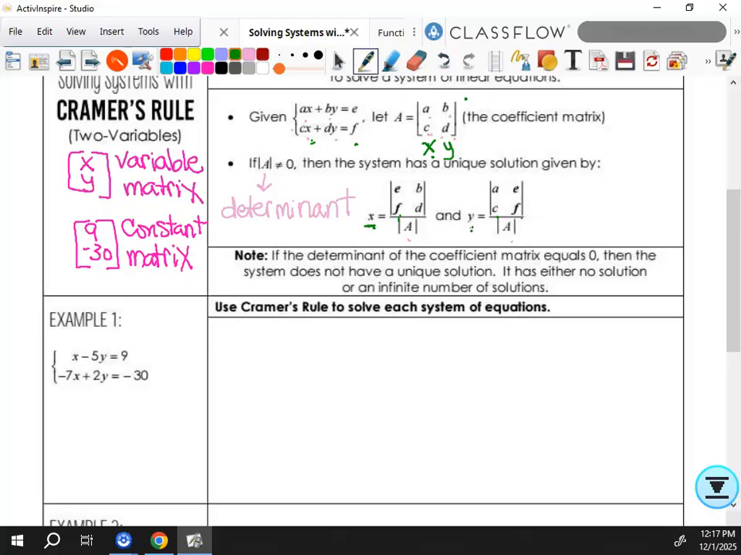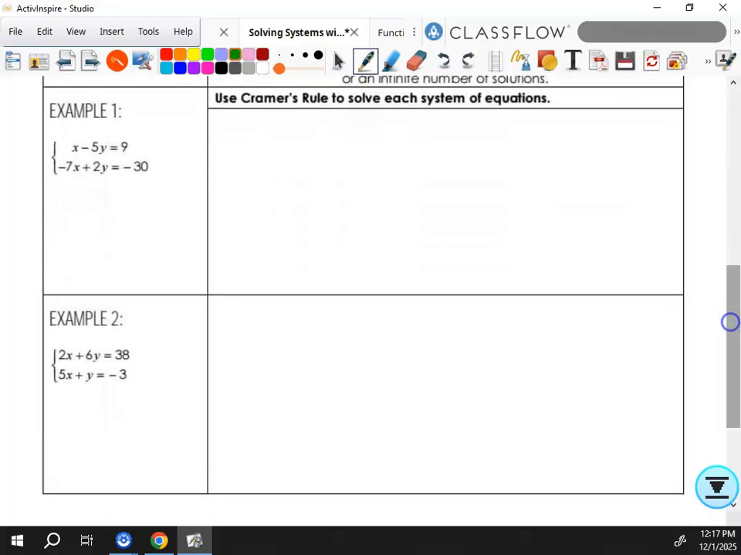So we start off with making our coefficient matrix. That's coming from this system that we want to solve. So that first row is going to be 1 and -5. So my second row would be -7 and 2. Everybody okay with that? Coefficient matrix.